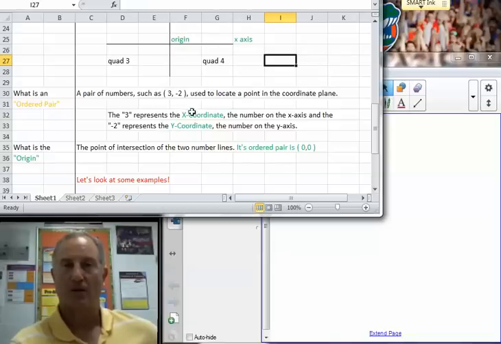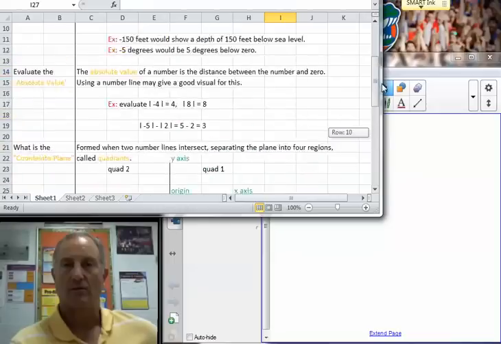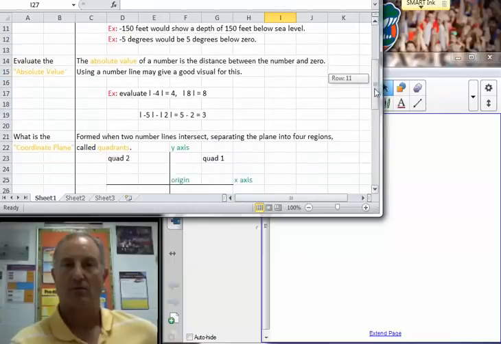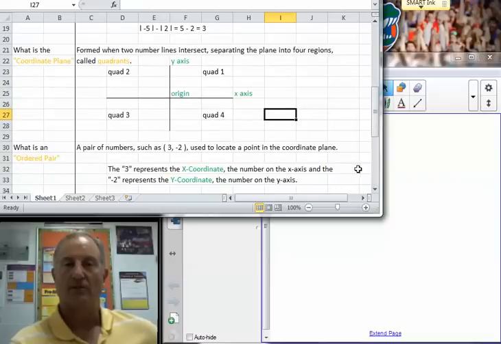Okay, so we've got absolute value, coordinate plane. Let's take a look at some examples.